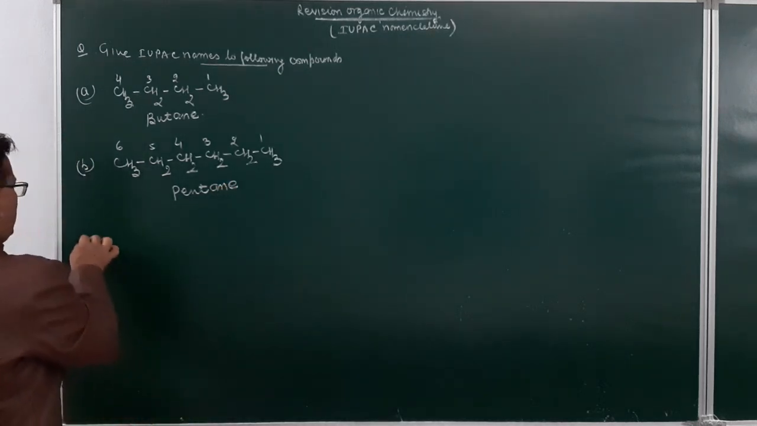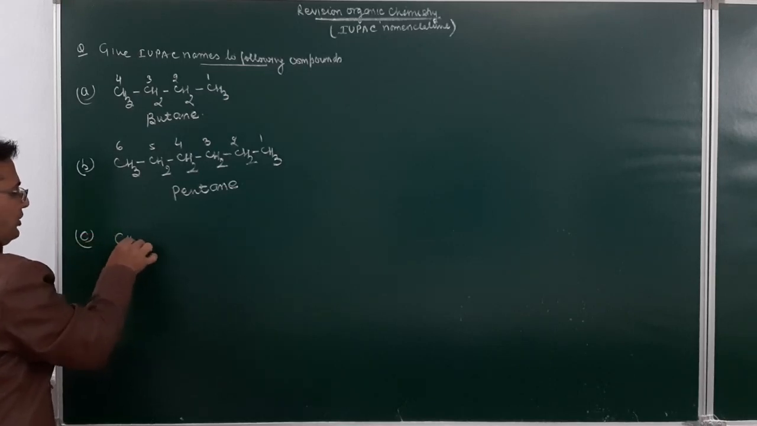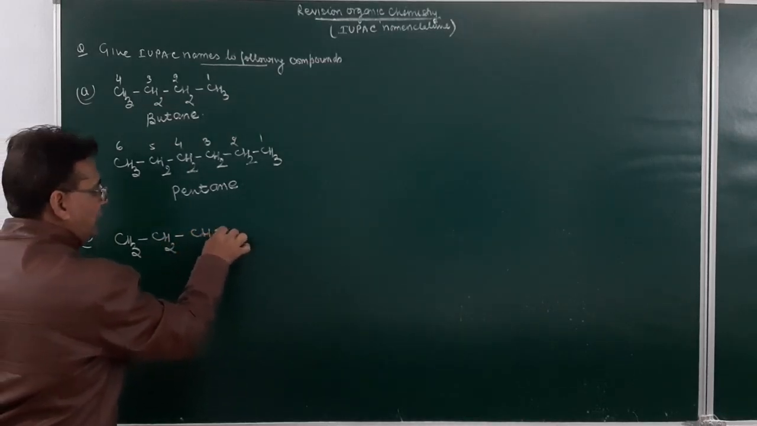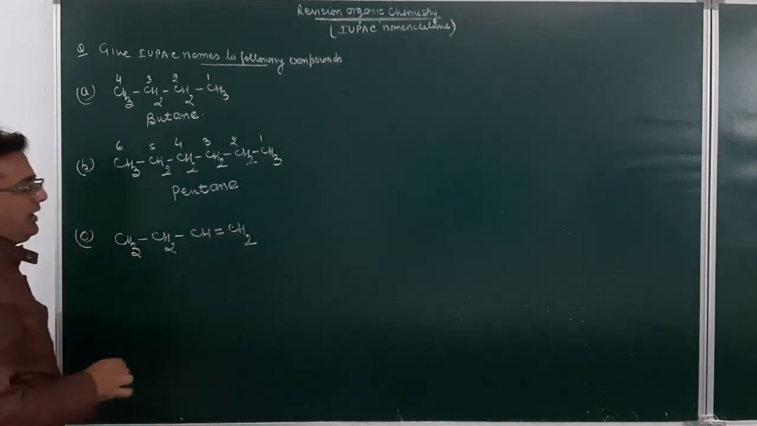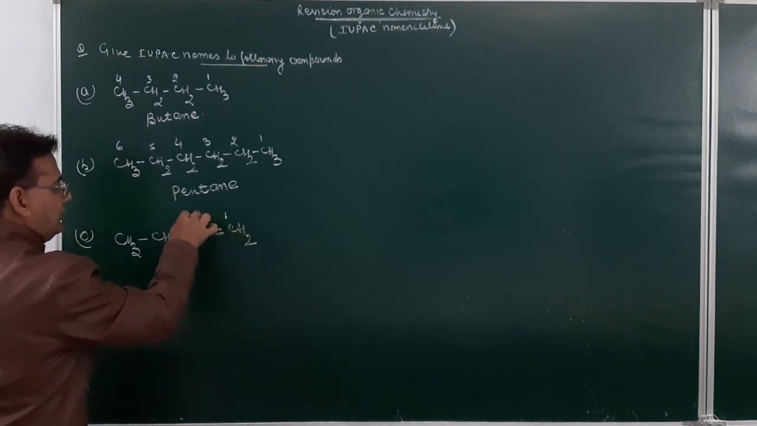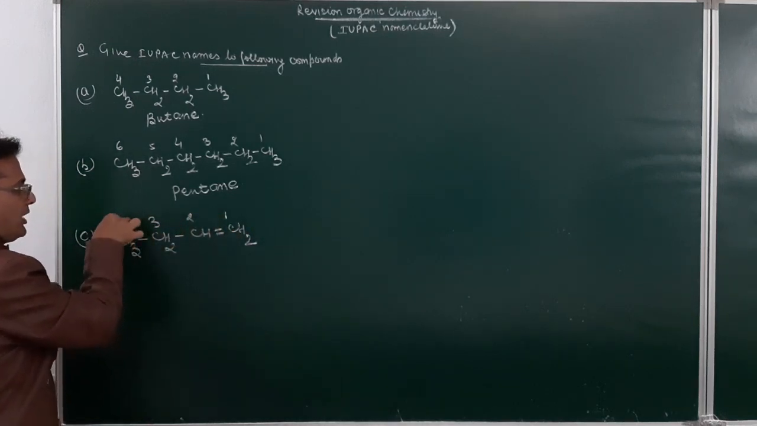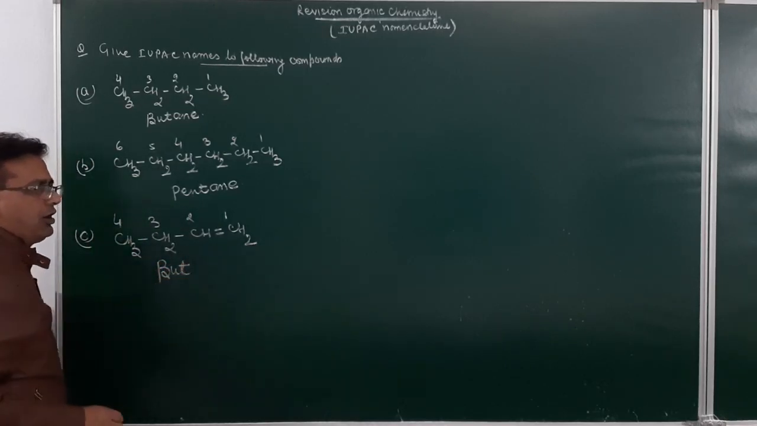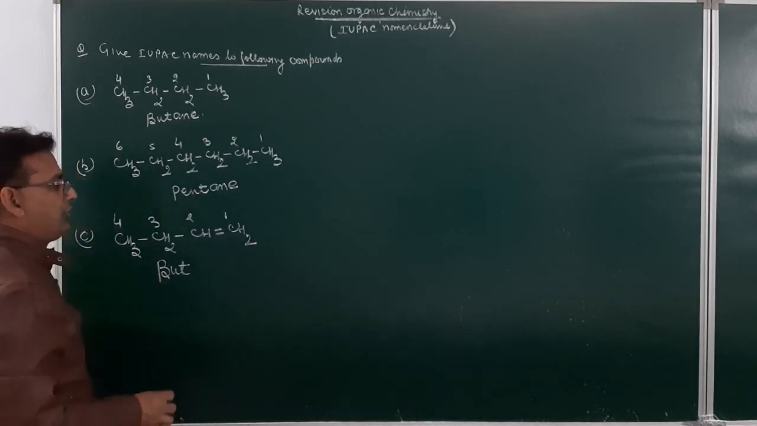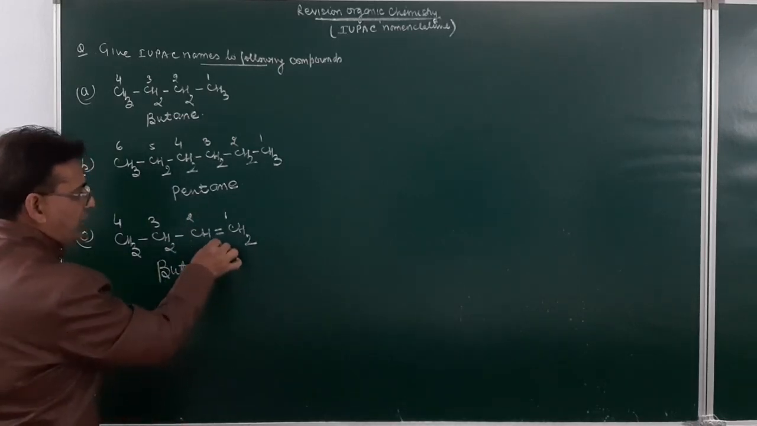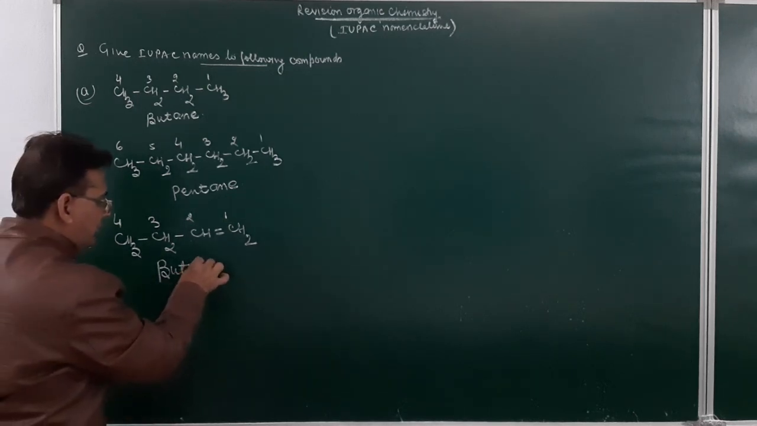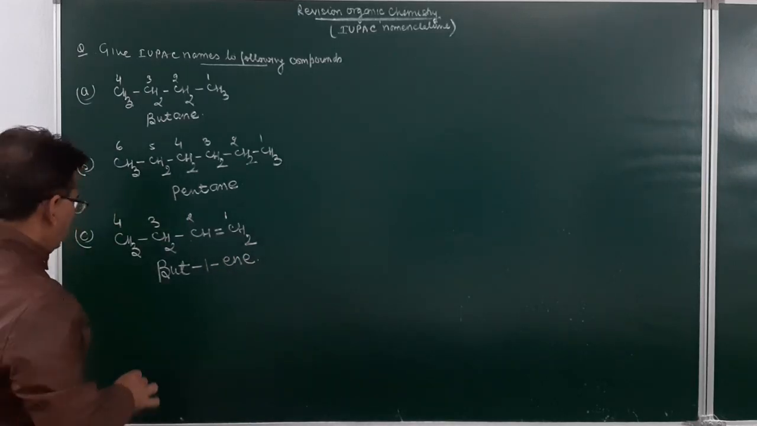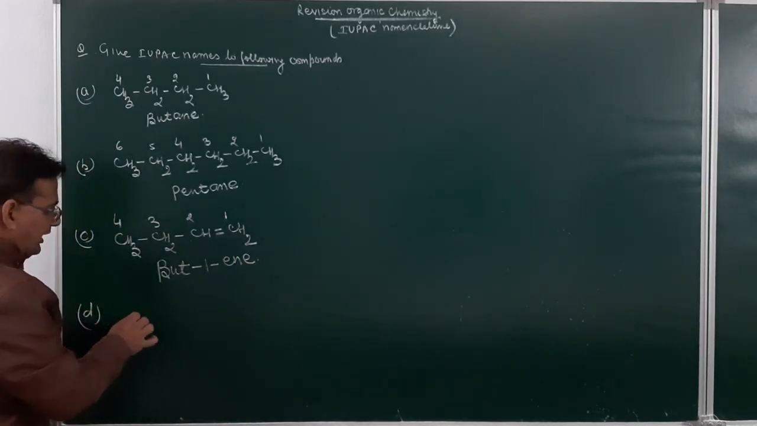Am I clear? Now, suppose we want to give the name to this compound, CH3, CH2 and then CH double bond CH2. How will I give the name to this one? How many carbon atoms? 4. 1, 2, 3, 4. The name of the organic compound must begin with a capital letter. Numbering of the chain has to be done in such a manner that the multiple bond gets the lower number. At what number is the double bond coming? 1. So, the name will be but-1-ene. Am I clear?